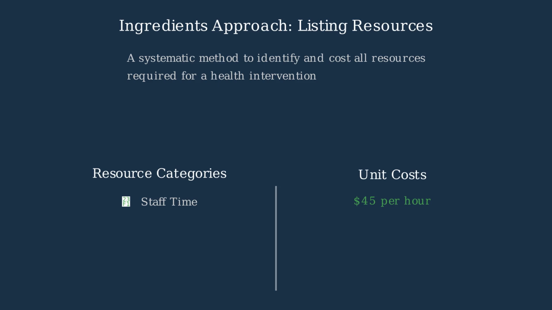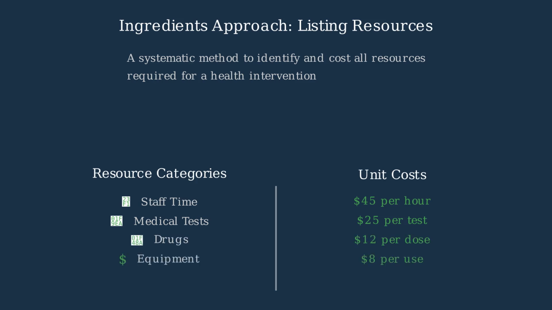First, we need to account for staff time, which includes all personnel involved in delivering the intervention. Medical tests are another important resource, including all diagnostic procedures required. Drugs and medical supplies must be itemized with their specific quantities. Equipment used in the intervention should be included, with costs appropriately amortized. Finally, facility costs cover the space where the intervention is delivered.